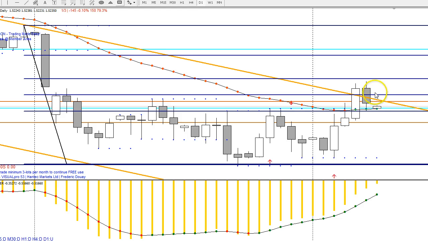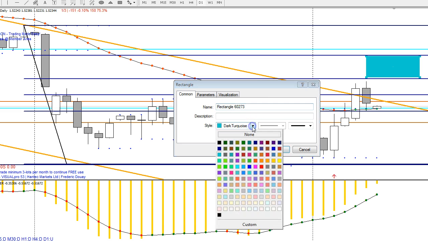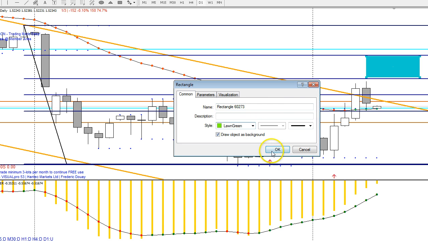The best level is to see if the currency can break that level here, 50%, and better yet the 61.8%. So the best buying zone would be this zone here on the daily chart. So we'll go and put that in green.